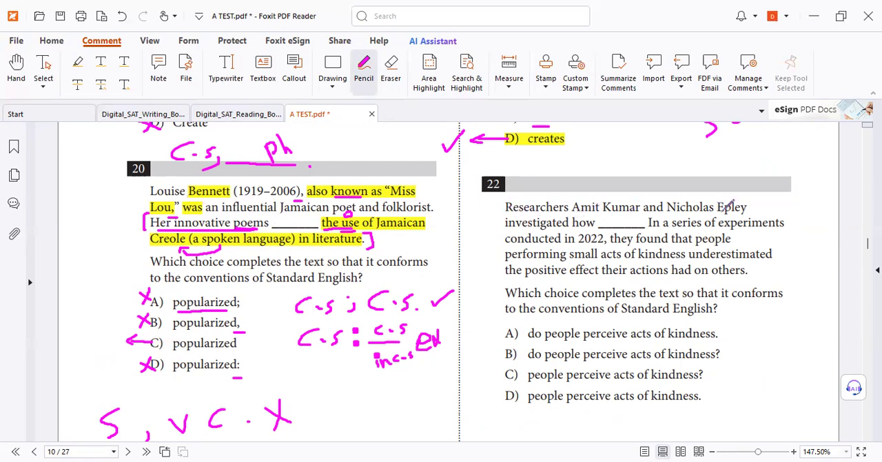Researchers, so the subject, investigated how... so how, blah, blah, blah. And then, comma, they found that. So are they asking a question? Remember, here we have a new sentence. This is the end.